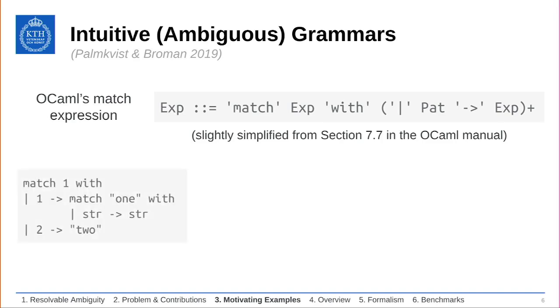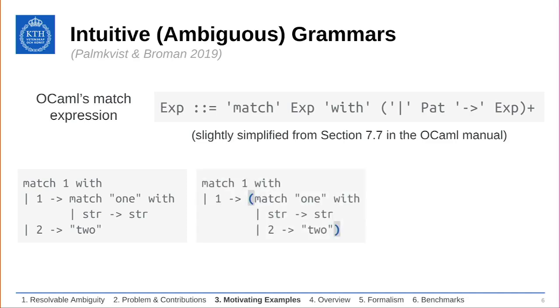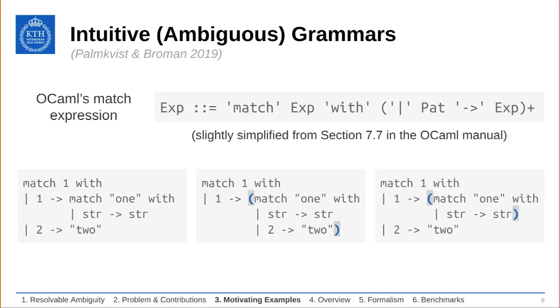In particular, if we nest these expressions, in this example right here, we have an outer match that matches against an integer and an inner match that matches against a string. It's somewhat contrived, but small enough to fit on a slide. The first possible interpretation of this is that the last match arm belongs to the inner match. And here I've shown this with added parentheses and adjusted indentation to make it slightly easier to read. Secondly, we could pair the last match arm with the outer match. Both of these are valid according to the intuitive grammar above.